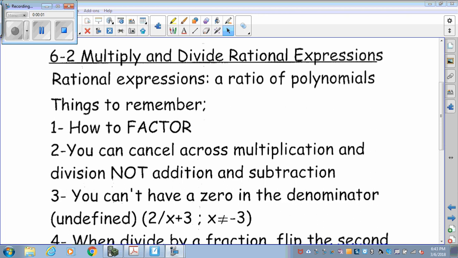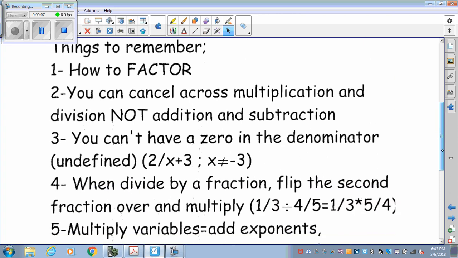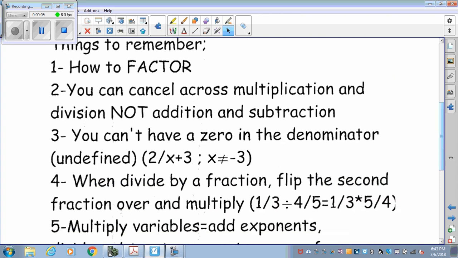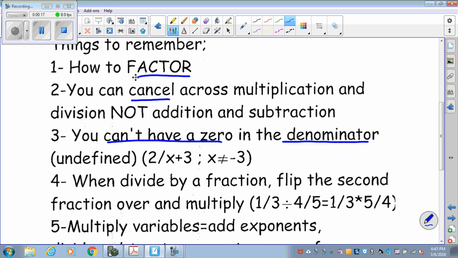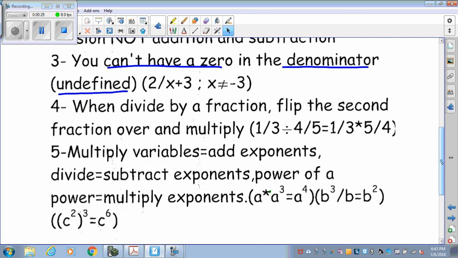Okay, so I'm multiplying and dividing my rational expressions. I'm going to be factoring like before, and then I can cancel across if I'm multiplying and dividing. And I cannot have a zero in the denominator. That would be undefined. And when I divide by a fraction, you don't divide. You flip it over and multiply by the reciprocal.